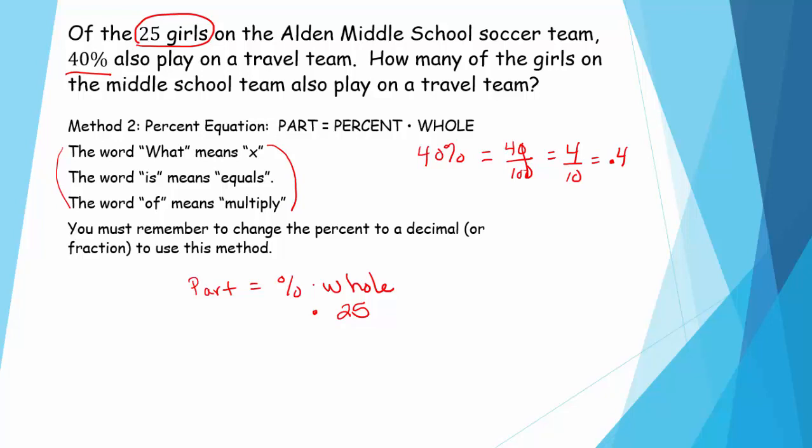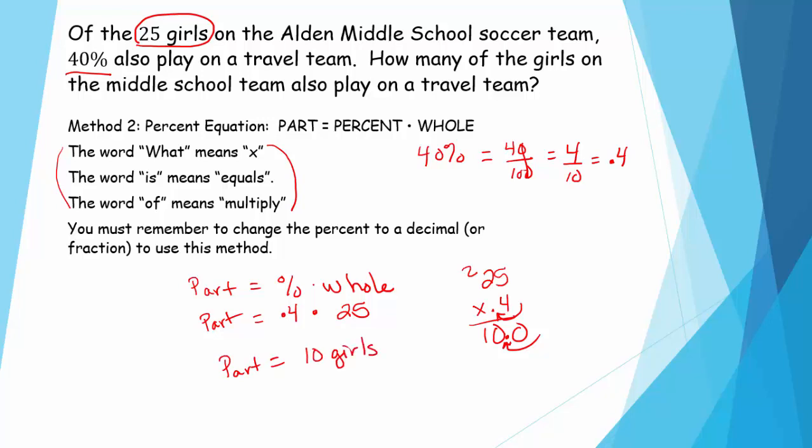So I would change that percent to a decimal and do 0.4 times 25 equals the part that play on the travel team. And so I'm going to do 25 times 0.4. 4 times 5 is 20. 4 times 2 is 8, 9, 10. Move our decimal point over 1 place. This is a good reminder. So the part that play on the travel soccer team are 10 girls.